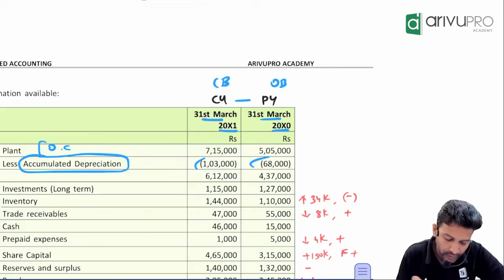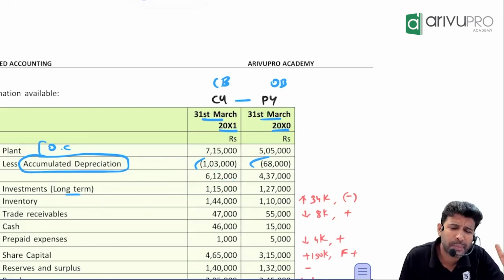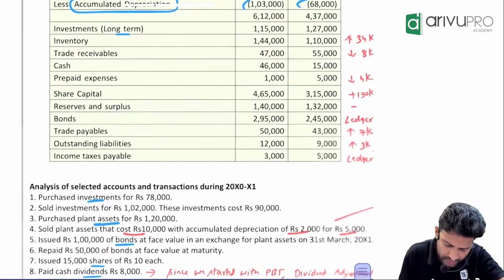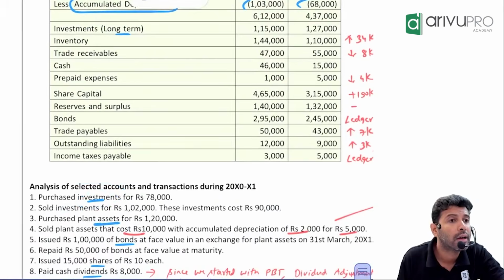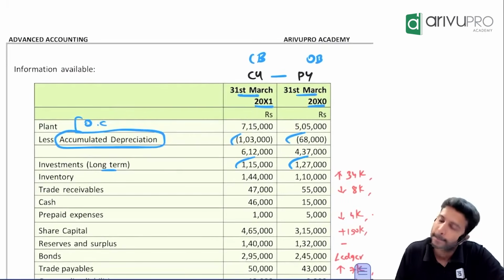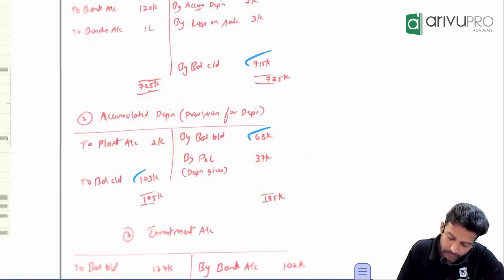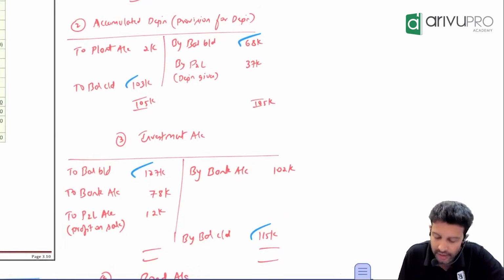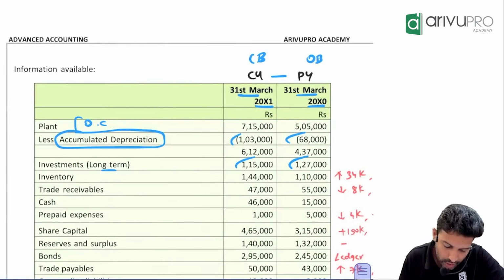That is fine. Investment. Was there any adjustment for investment? Yeah, I think we saw, no? Some adjustment was there, so we will prepare a ledger. Opening how much? 127. Closing. Opening, where will it come? To balance brought down 127. Closing is 115. Yes, sir. Next. Inventory.